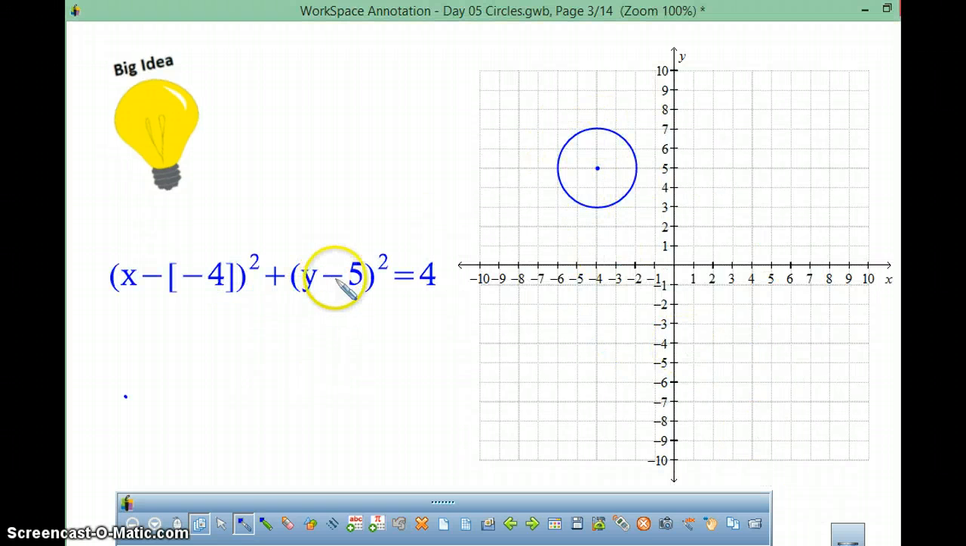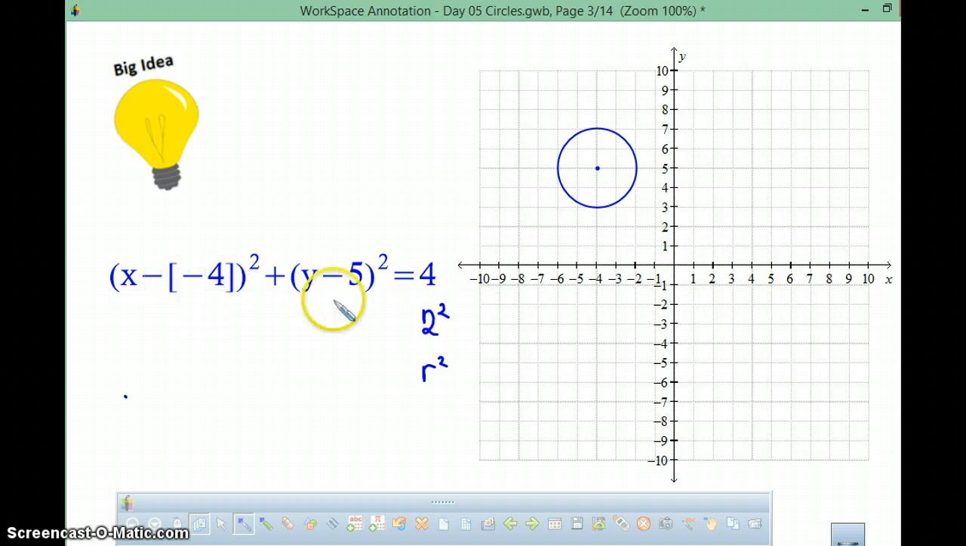Take a look at this now. Here's another circle and here's its equation. What do you notice? Well, hopefully you notice that the radius here is 2, and 4 is the same thing as 2 squared, so this is r squared. What do you notice about -4 and 5? Where do you see that in the graph? -4 is the x-coordinate of the center, and 5 is the y-coordinate of the center.